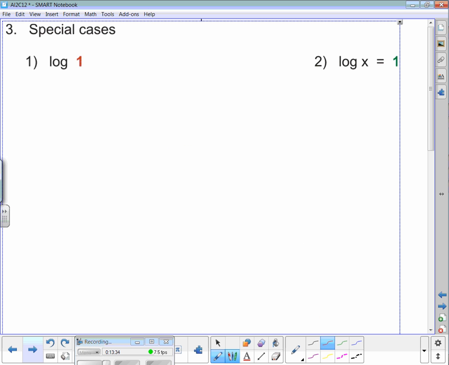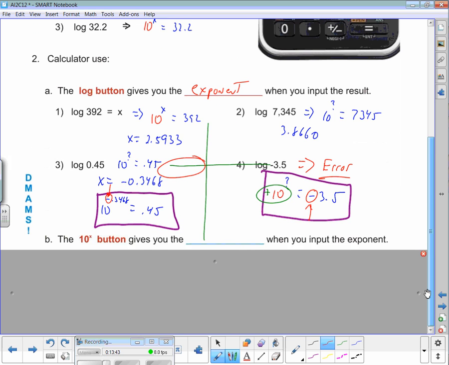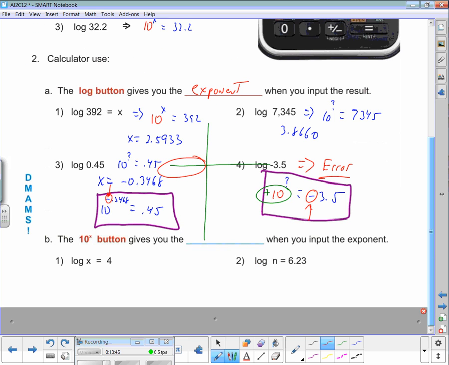All right, whether you understand all that or not isn't that big of a deal. Just when your calculator says, as long as you punched it in correctly, if your calculator says error, it's because it's an error. It doesn't work. All right, B here. The 10 to the x button gives you the result when you input the exponent.